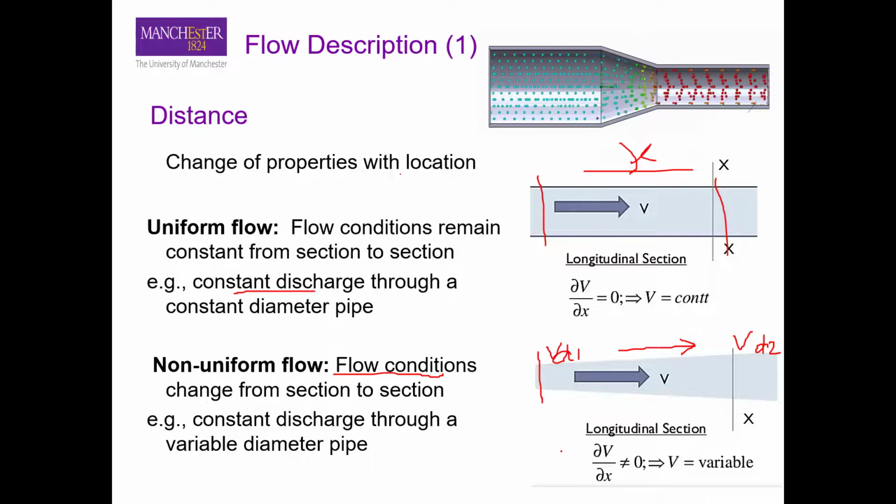And mathematically we can write it as the partial of velocity with respect to partial x, that is the distance of change, is not zero, and that means that your velocity is variable. A common example of it is if you have a constant discharge through a variable diameter pipe, and that is the situation here. You have a certain diameter and a certain velocity, but as the diameter is changing, your velocity is changing as well because of the conservation of mass. That is why we call this situation a non-uniform flow situation.